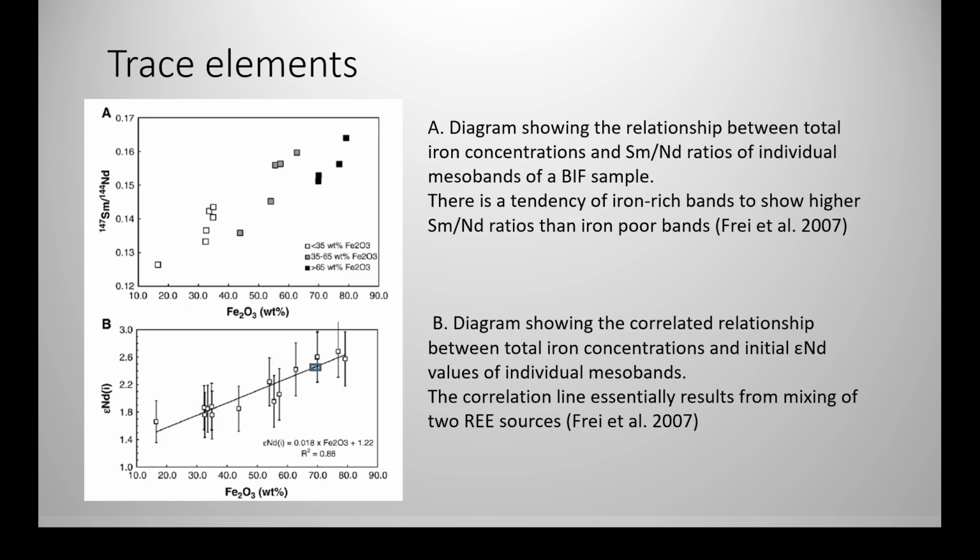So these two diagrams are analyzing different trace elements. So this is the samarium neodymium ratio, and this is just the neodymium in each mesoband. So the top one is showing how the relationship between the total iron concentration and the neodymiums are dependent on each band. Therefore, each band is slightly different than the next. And secondly, we're finding that the total iron concentration in each band is different due to the neodymium, and this could be a result of different mixes of different inputs for each band.